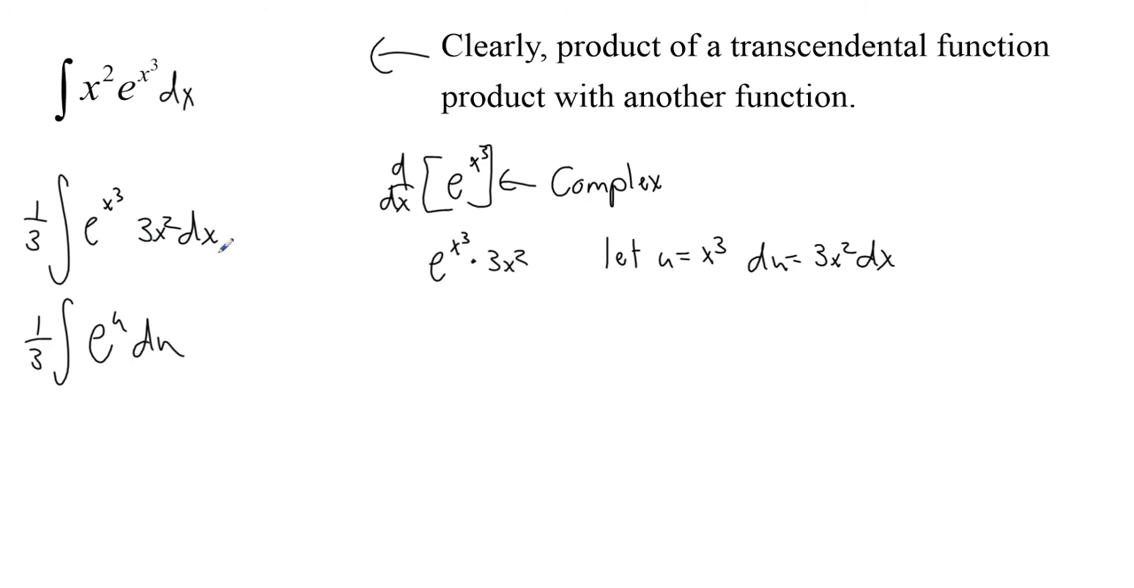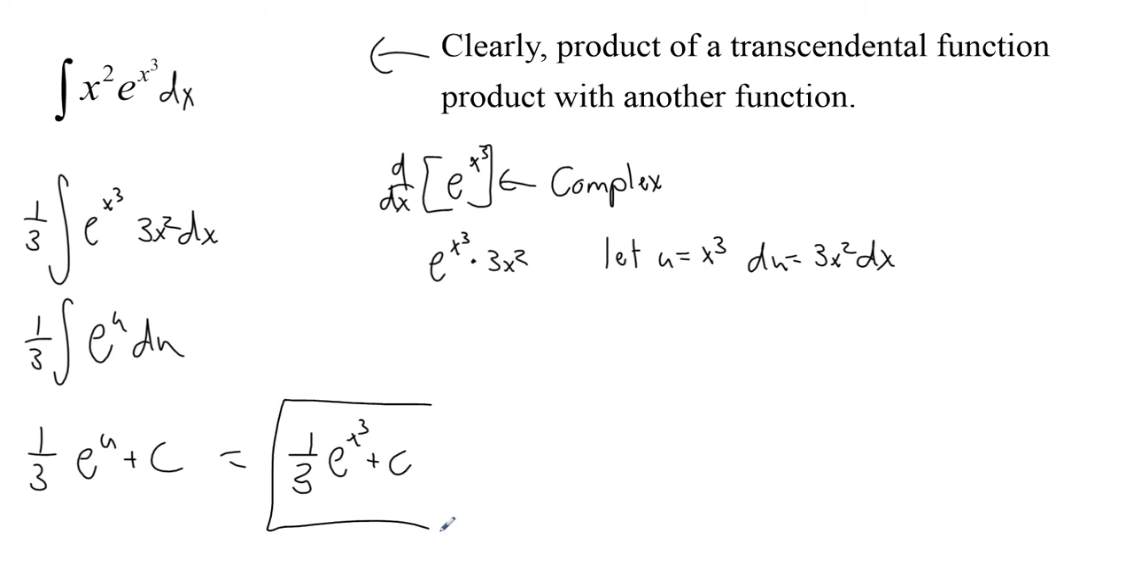Just do a substitution. There's my du. I have it right there. There's my u. And now this is a simple integration. It's just 1/3 e to the u plus some constant c, which we'll rewrite as a final answer of 1/3 e to the x to the third plus some constant c. And we didn't have to go through that whole process.